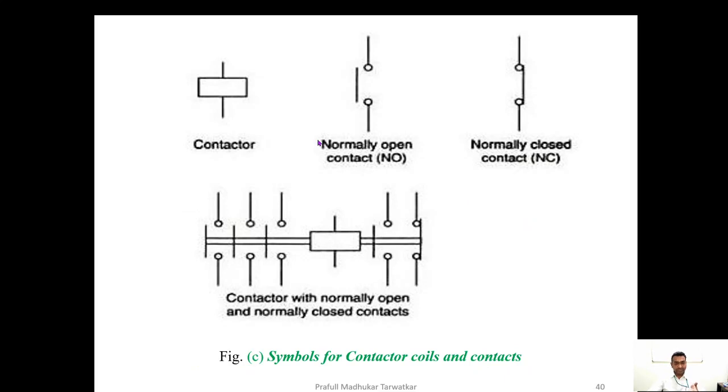These are the various symbols associated with the contactor. This is the general symbol of a contactor, the NO contact, the NC contact, and how this operates and makes the contact or breaks the contact like this.